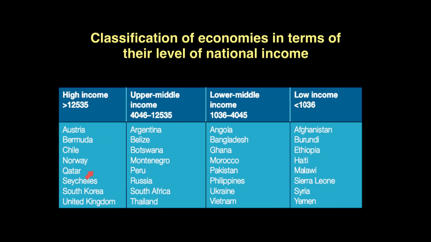So when you look at some countries that are high income, Austria, Bermuda, Chile, Norway, Qatar, Seychelles, South Korea come into this category. While when we look at lower middle, Pakistan, for example, comes in this category with a GDP per capita of roughly $3,000. When we look at our low income countries, they are Afghanistan, Ethiopia, and some countries in Africa, where the income level is less than $1,000. And clearly these are the countries that are struggling in terms of standard of living and GDP per capita.